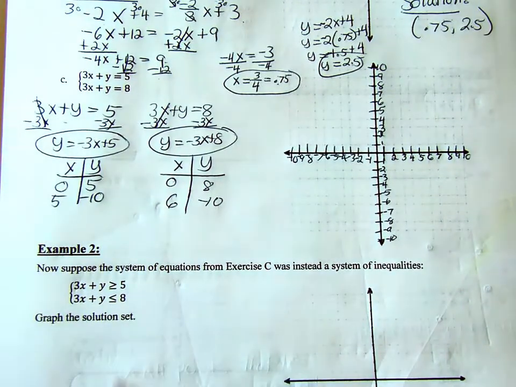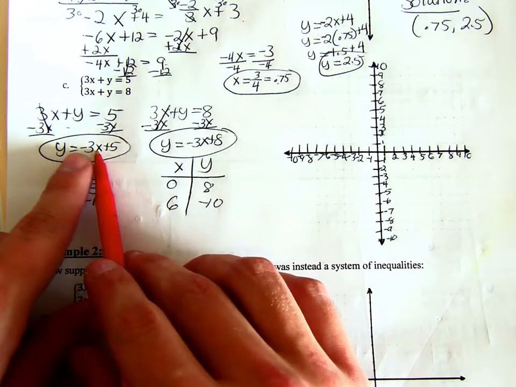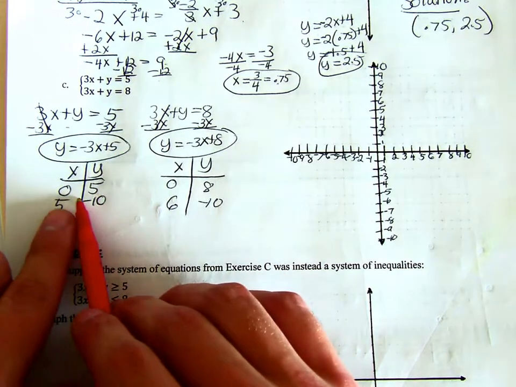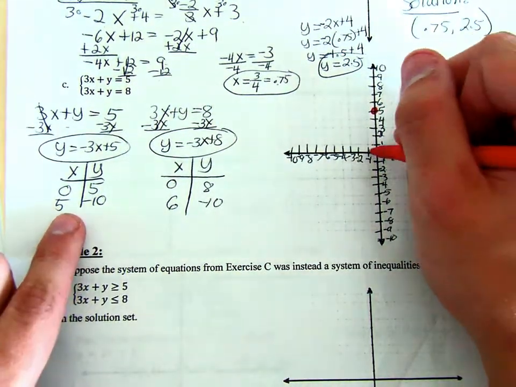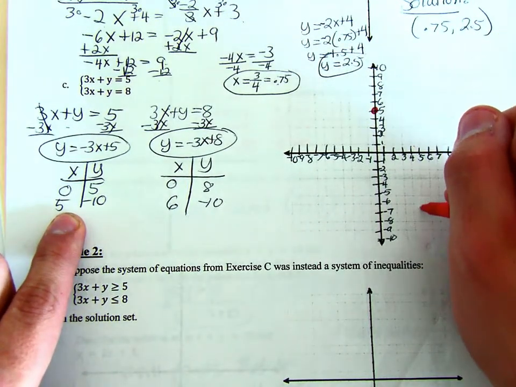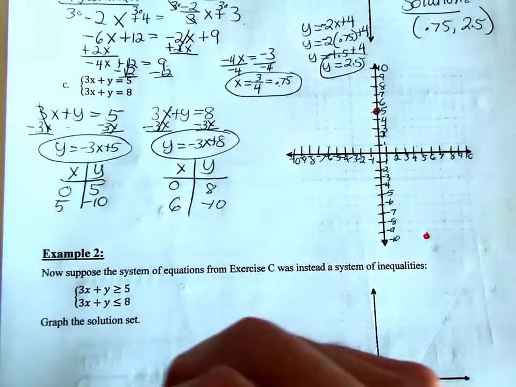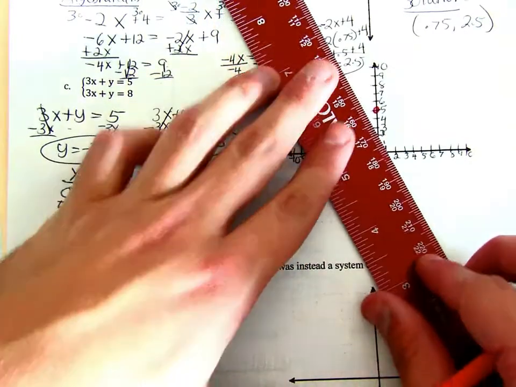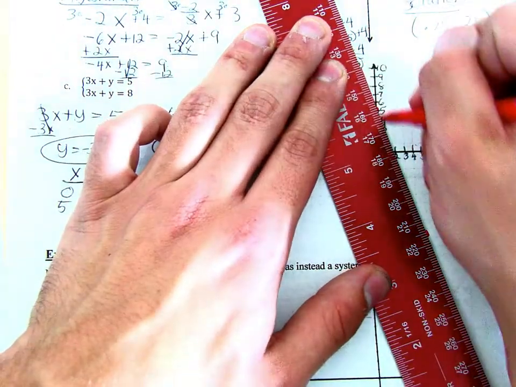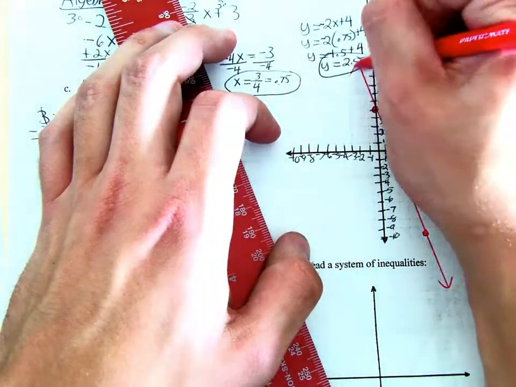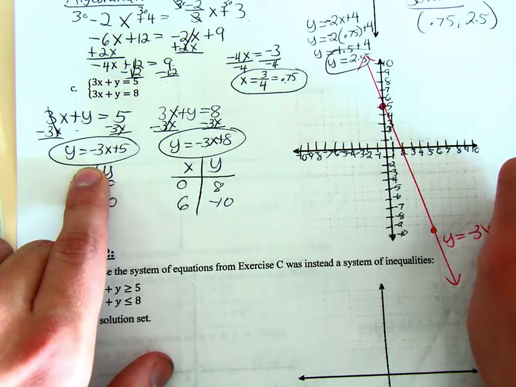So now that I have my graph, now what I'm going to do is I'm going to go through and actually graph it. So I have y is equal to negative 3x plus 5. So I'm going to plot these points, 0, 5. So 0, 5, plot my point, and then I have 5, negative 10. And then what I'm going to do is draw my line. So connect my points with a line. Okay, and then I'm going to label this one. This one was y is equal to negative 3x plus 5.